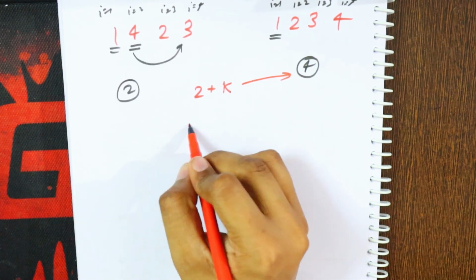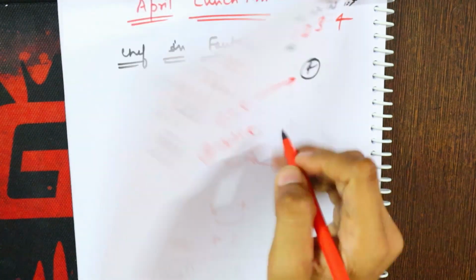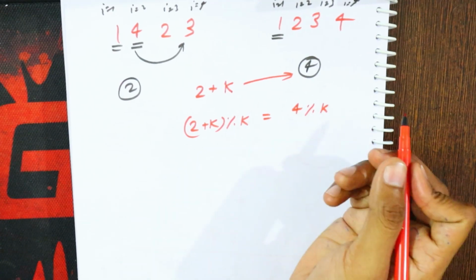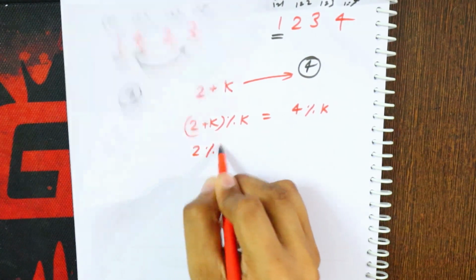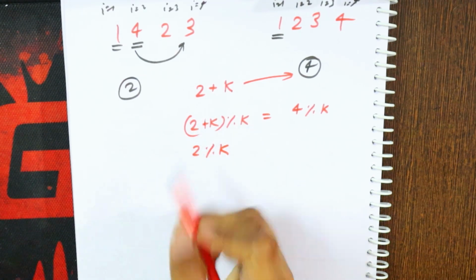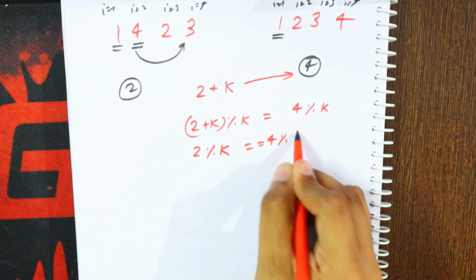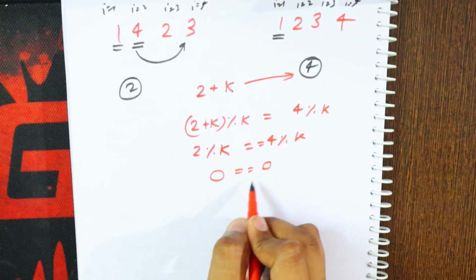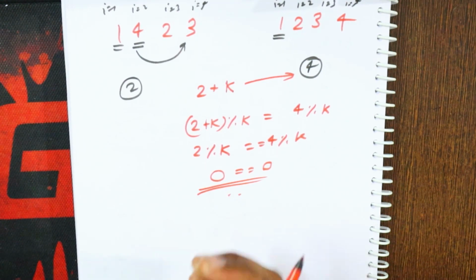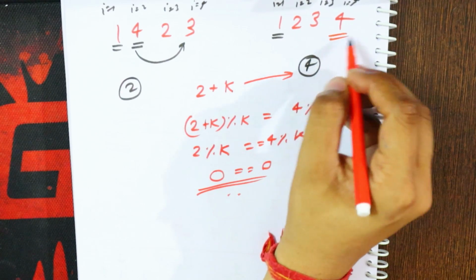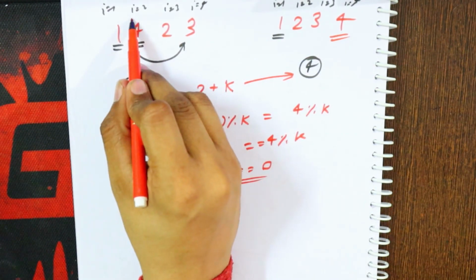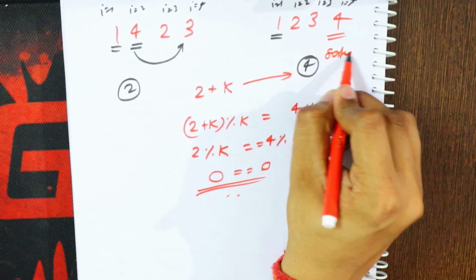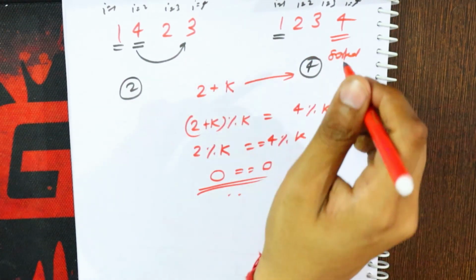It means that (2 + k) mod k should be equal to 4 mod k. Now what is k? k is actually 2. So 2 mod k, because k mod k is 0, should be equal to 4 mod k. Here k is 2, so it is 0 equal to 0. It means that the index of the actual element mod k should be equal to the index of the sorted location of the particular element mod k.